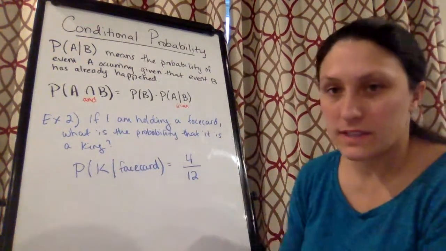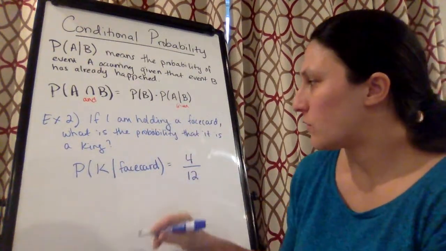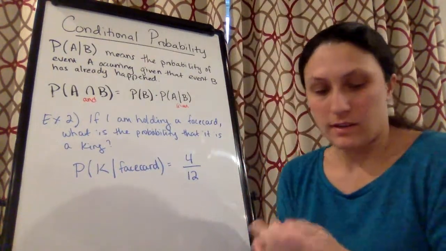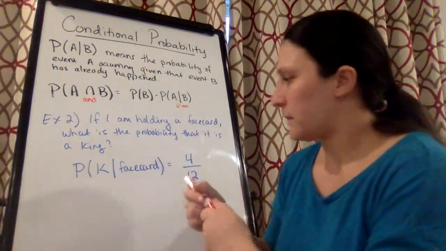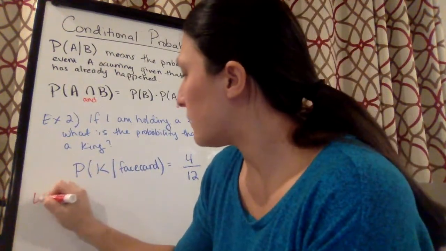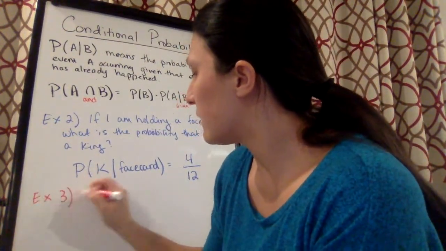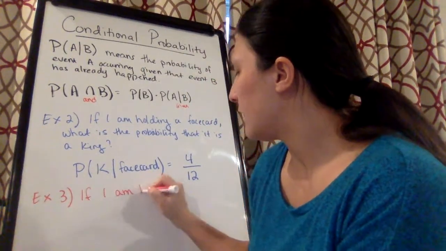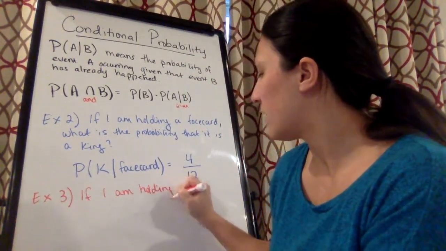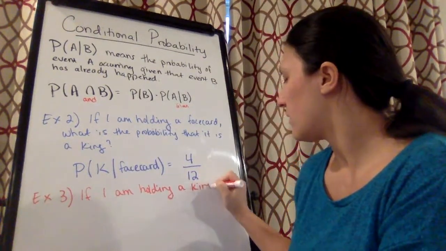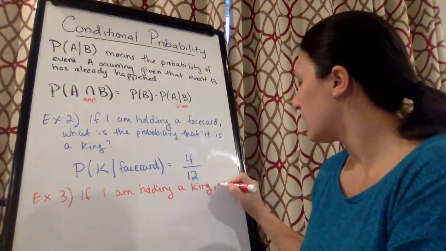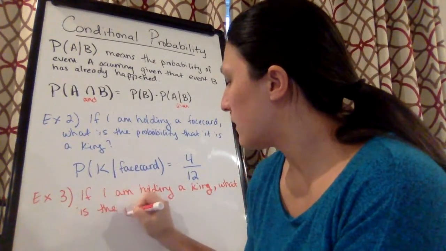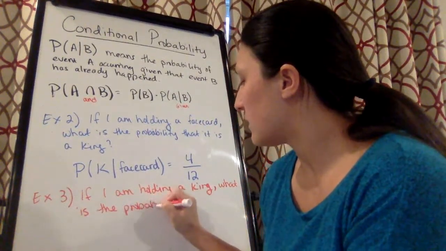What if I flip this though? Let's add one more example. We'll call this example 3. We'll put this in red. Example 3. If I am holding a king, what is the probability that it is a face card?